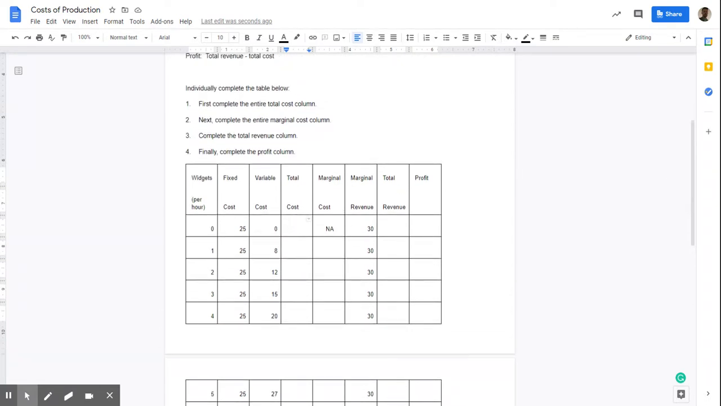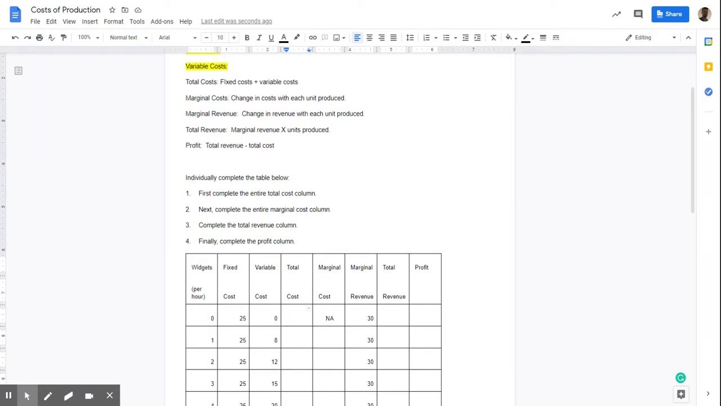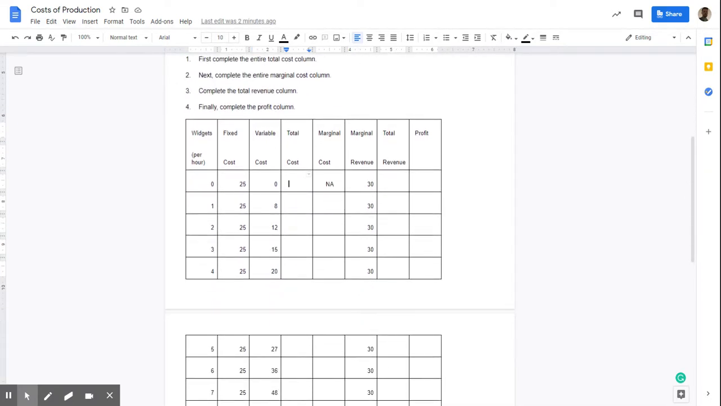Then next, complete the entire marginal cost column. The marginal cost is the change in cost with each unit produced. So when there are 0 units being produced, the total cost is 25. Just type that in there for now. And then for the next step, it's 25 plus 8, which is 33. So we're now producing one more unit, and the increase in cost has gone up by 8. Now, it's just a coincidence that these two numbers are the same. That won't always be true.